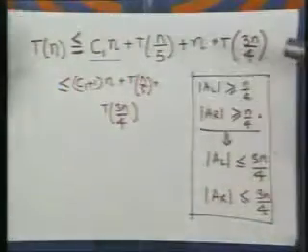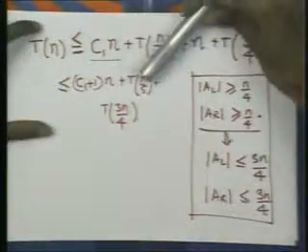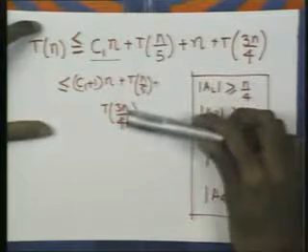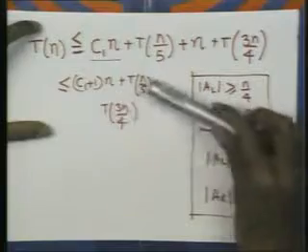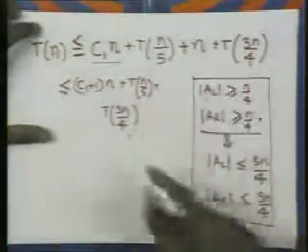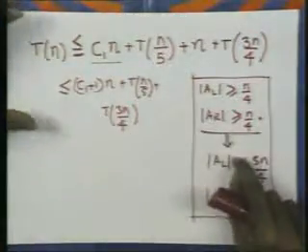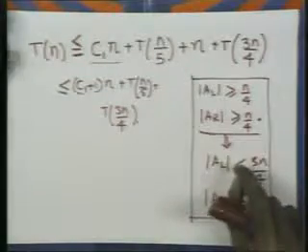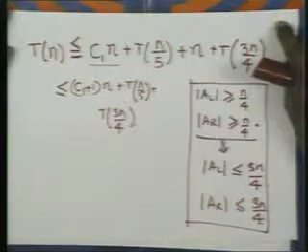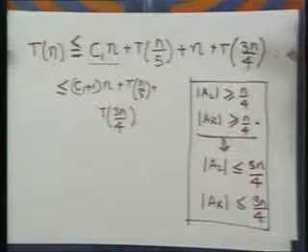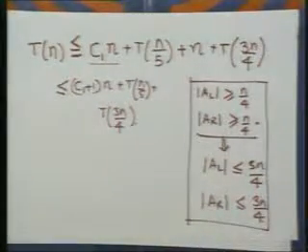One is a problem of size n by 5. The other is a problem of size 3n by 4. Now the sum of these two is less than n. Okay, n by 5 plus 3n by 4 is strictly less than n. In such cases, usually you will end up with something which is linear. So let's try and prove this.